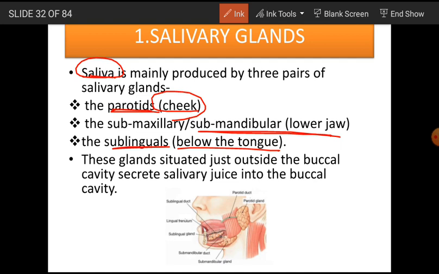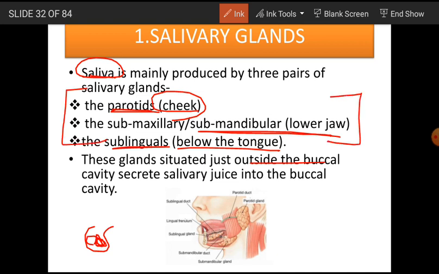Now, these glands are exocrine glands. That means they have ducts. If this is a gland, saliva is produced in this gland. And all these glands are situated outside the buccal cavity. These three glands are not in the buccal cavity.